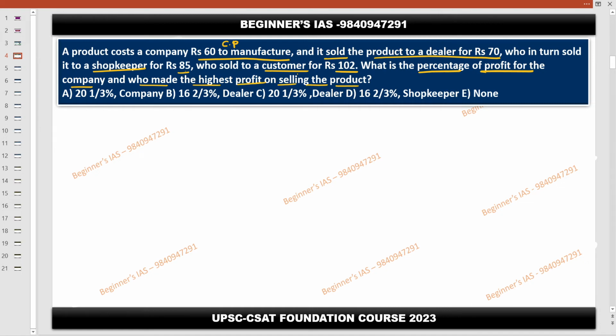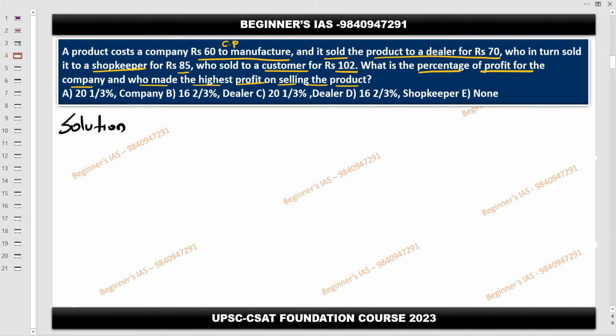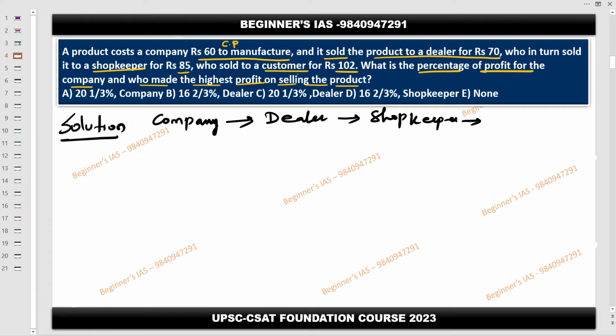So first of all, take the given data first. Company, then dealer, then shopkeeper, then finally it reaches the customer.